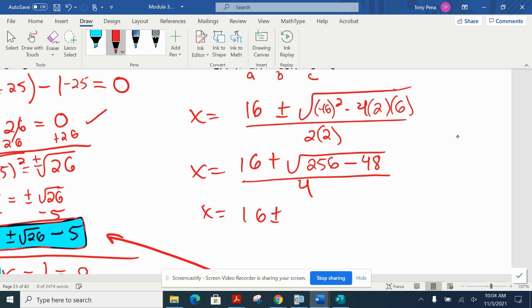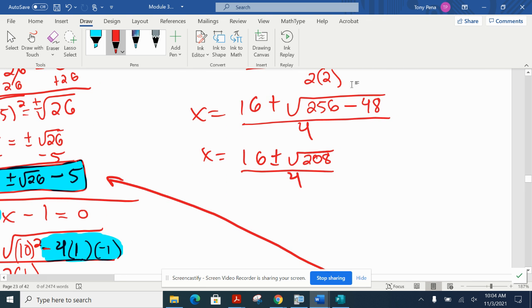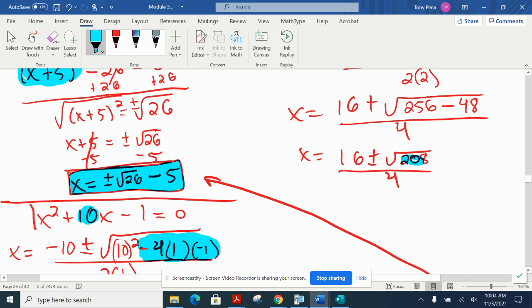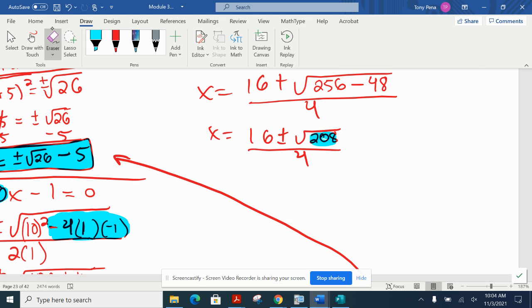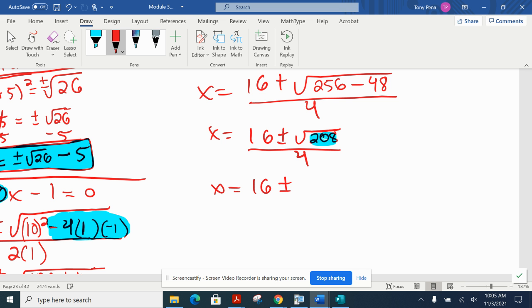Underneath that square root, you have your calculator at your disposal. Use it if you need to. What is that? 208. Is that all we got there? And then all that divided by 4. This is a pretty big number, so there's a reasonable chance we can come up with some perfect squares that multiply to be 208. Ben, I think you had them. What were the 2 numbers that multiplied to be 208 with one being a perfect square?